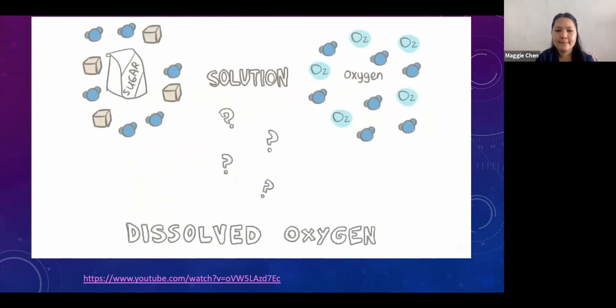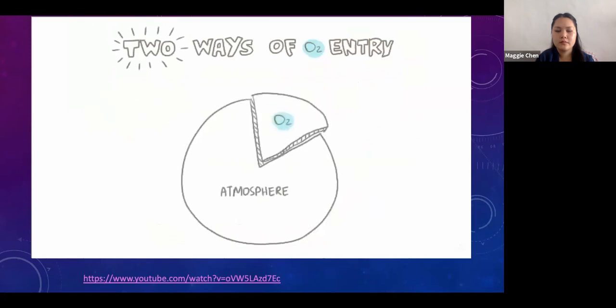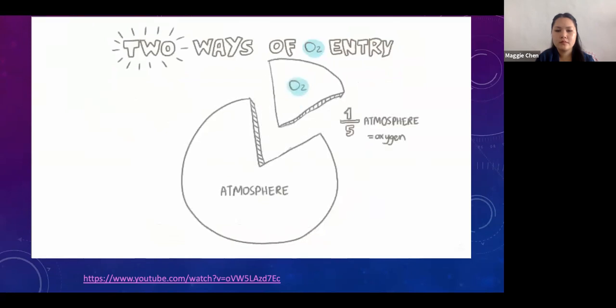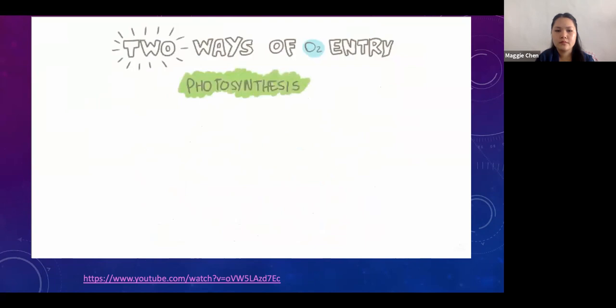But how does the oxygen get there in the first place? Well, there are 2 main ways that oxygen can enter a body of water, like the ocean or a lake. One way is from the atmosphere, or the air around us. Oxygen makes up about 1/5 of the atmosphere, and these oxygen molecules are constantly bumping into and entering water. Even more oxygen enters water through photosynthesis.